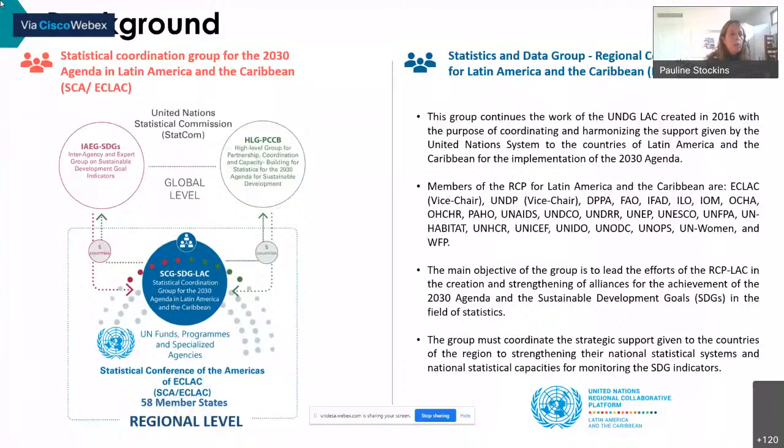It is within the scope of these two groups that we have been making efforts to find out the national capacities of the countries to produce the indicators of the SDGs and the need of technical cooperation, as well as to get to know and coordinate the cooperation activities provided by the UN system in the field of statistics for the SDGs.